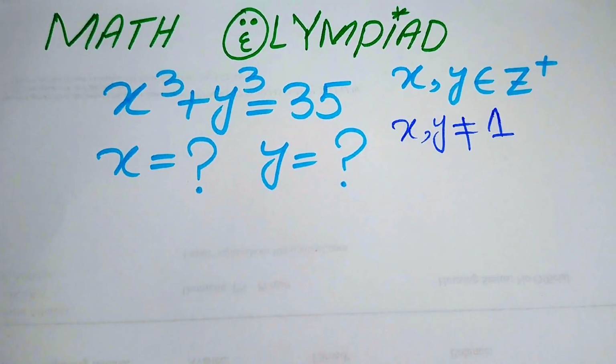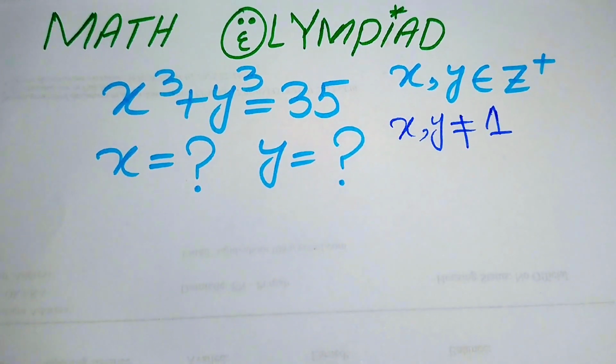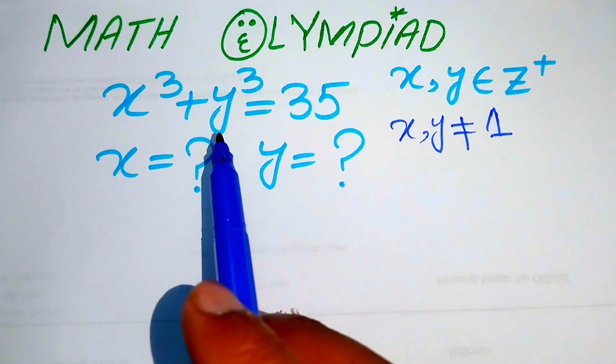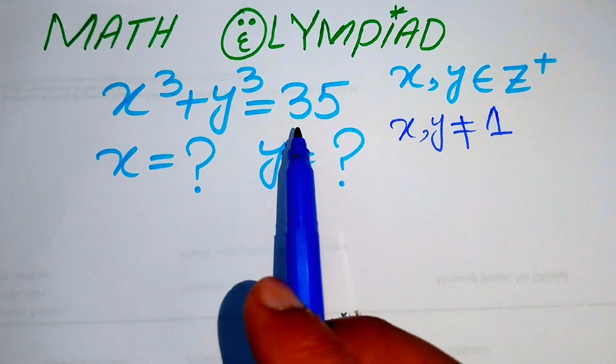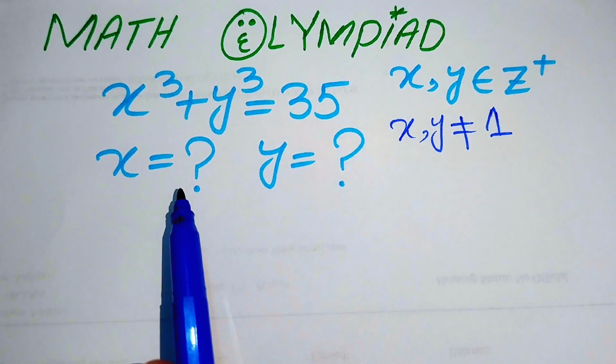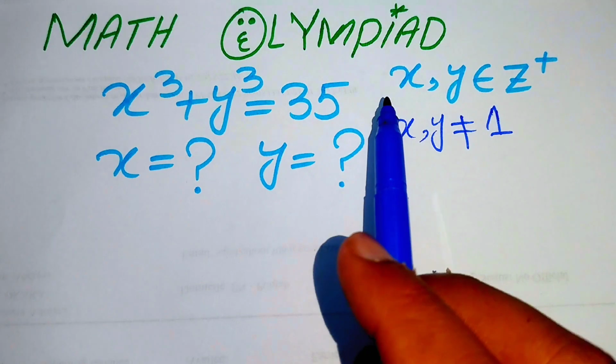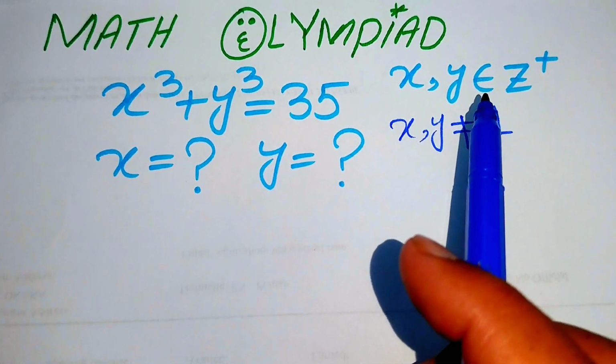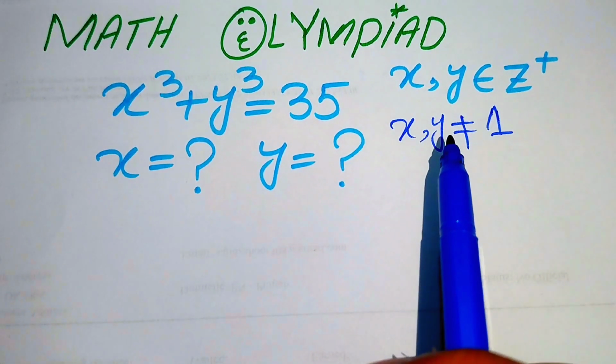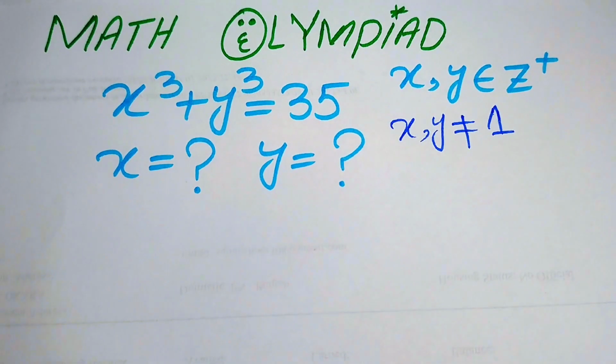Hello everyone, welcome to solve this math Olympiad algebraic challenge. Here we have x cubed plus y cubed equals 35, and we find the value of x and y when x and y belong to positive integers, and x and y must not be equal to 1.